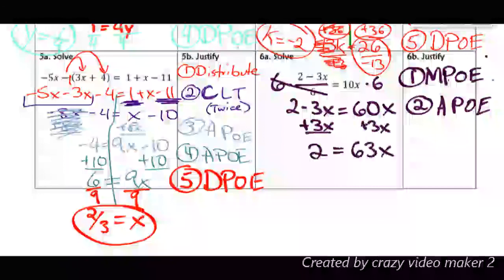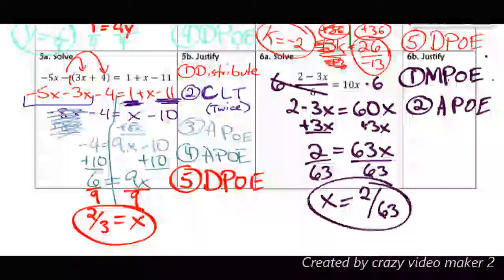Then I have one more step. I want to get that x completely by itself, so I have to get rid of that 63. I'm going to divide by 63 on both sides. X equals 2 over 63. You can write that as a decimal, but you don't have to. Really, that division problem tells you your answer as a fraction.